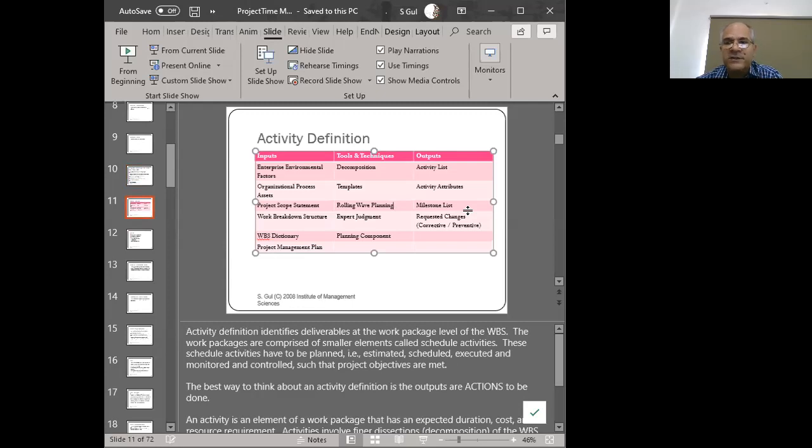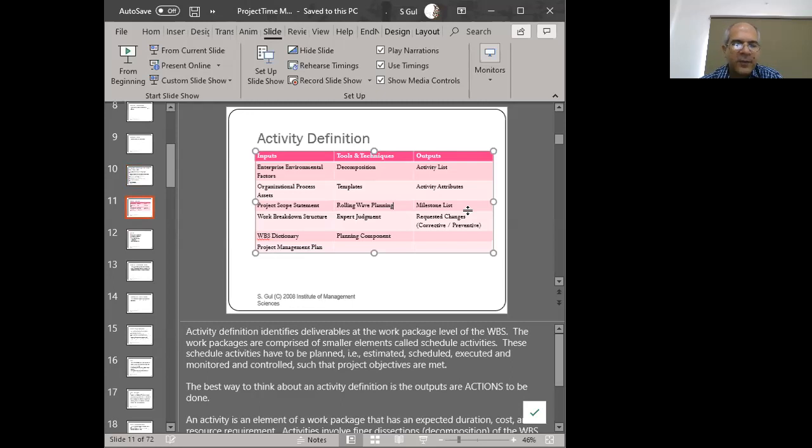Then we have expert judgment. Now, where do we get expert judgment? Well, expert judgment comes to us from the people that actually perform the work, right? So ask them how long it would take. Ask them what is the minimum time period in which it would happen. Ask them how much money is required and so on and so forth, and the sequencing of the activities and so forth. So you've got experts around. Make sure you ask these experts when you're going through this activity definition process.